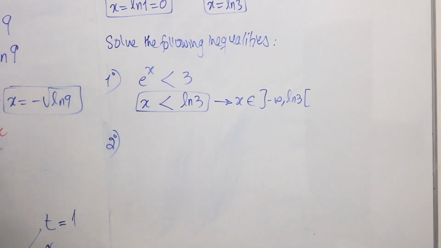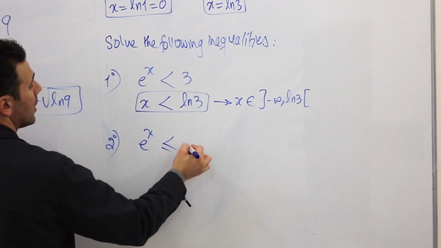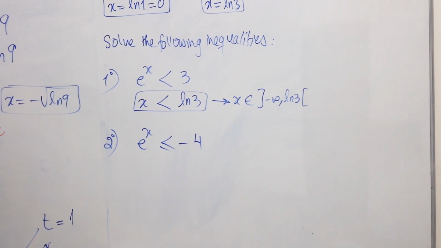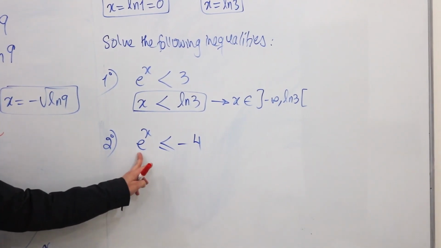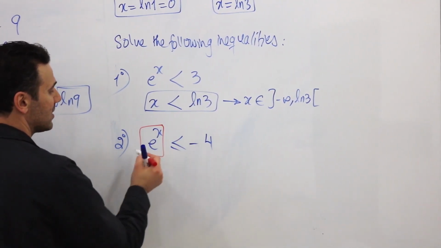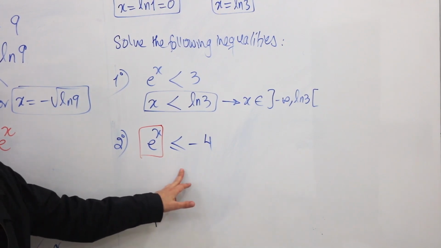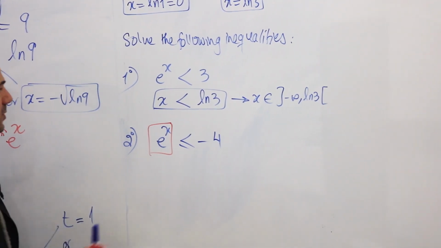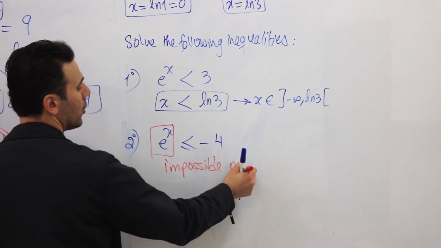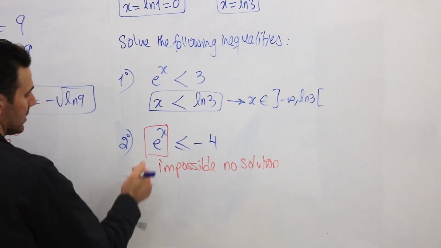Part 2. What if we have e^x, let's say, less than or equal minus 4? What do you notice in this case? First, don't miss that e^x is always a positive value. How can we get a positive value less than or equal to a negative one, which is impossible? So just say impossible. In this case, no solution for this inequality.